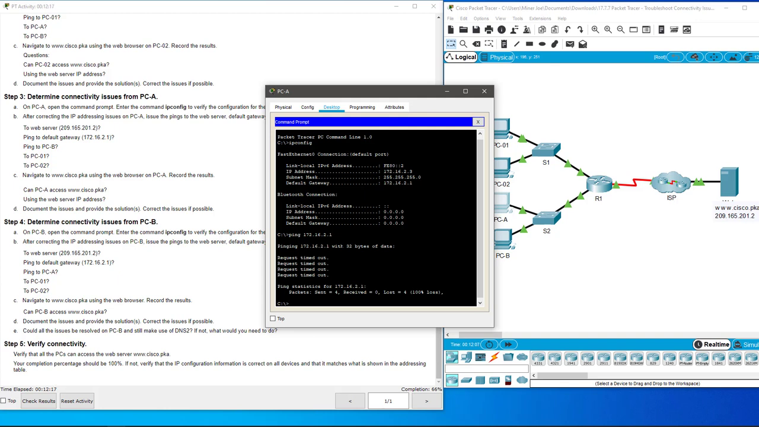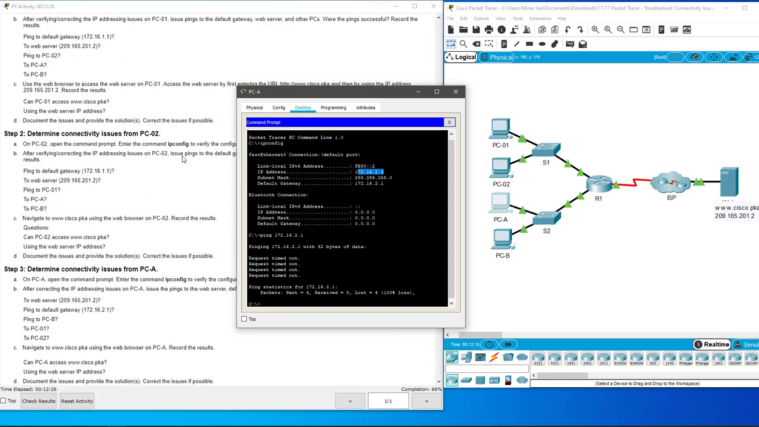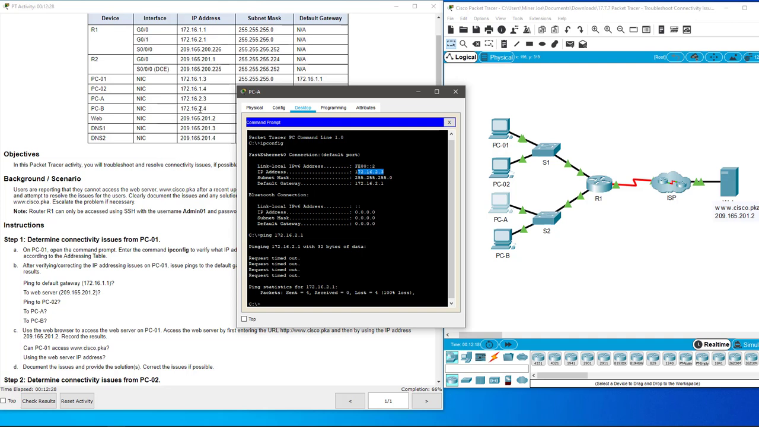Now, let's just make sure that it's not PCA that has the problem. So PCA's IP address is 172.16.2.3. And if we were to scroll back up here, we would see that PCB's IP address is 172.16.2.4. So we've gone from here, we tried to go here, it did not work. So that was a failure.